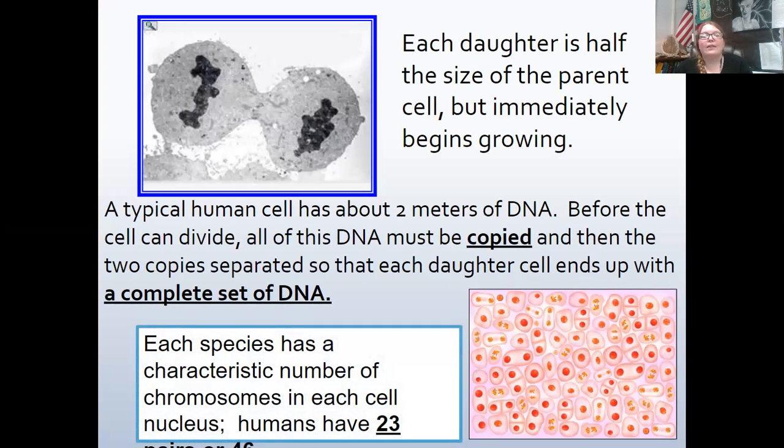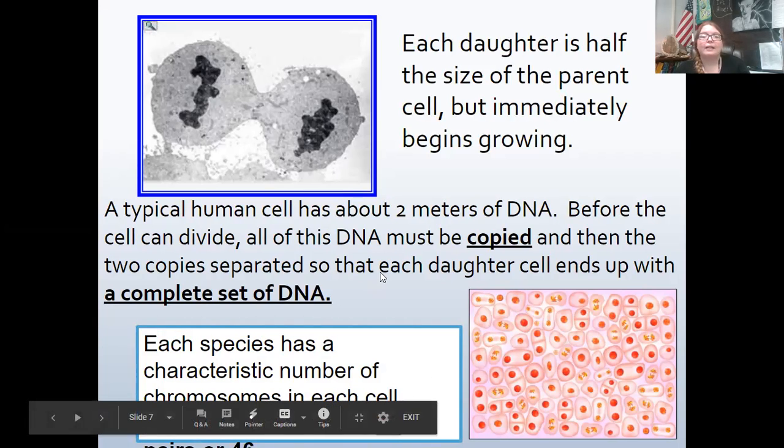So a typical human cell has about 2 meters of DNA. That's a bit over 2 yards. So before the cell can divide, all of this DNA must be copied. So we know that a cell's microscopic, so its nucleus is even smaller, and it has all these tiny, tiny DNA strands wound up to make our chromosomes. But if you unwind it, it's actually 2 whole meters, which is kind of crazy. But each daughter cell needs a complete set of all those instructions.